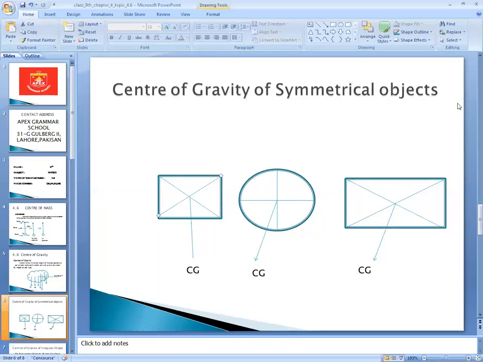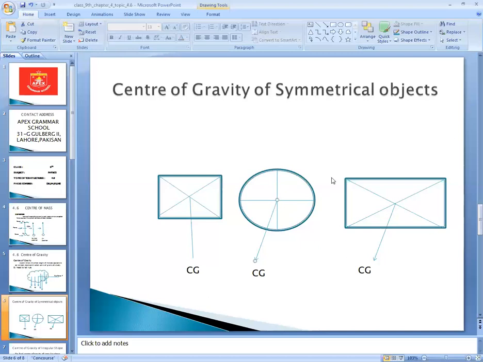Now if I consider the other symmetrical object, which is called a circle, from this point to this point, this is the diameter of the circle. Similarly, from this point to this point, this is also a diameter of the circle. So these two diameters cut each other at this point, so my center of gravity will be at this center. My center of gravity is this point, G, where my arrow is.